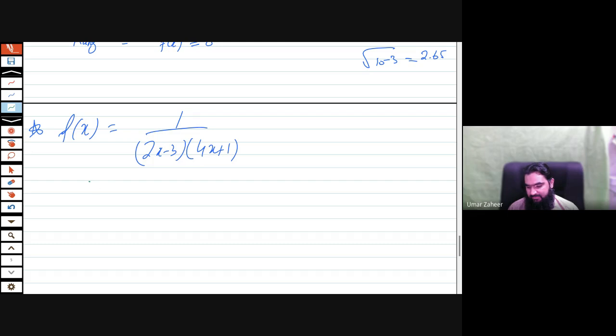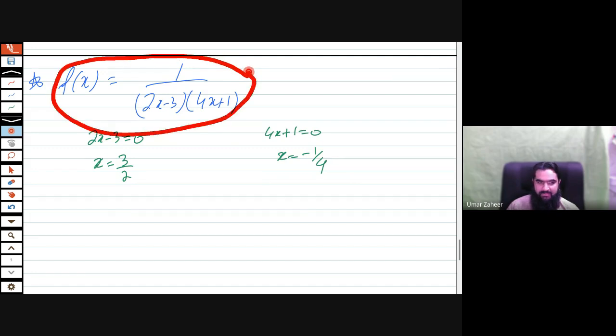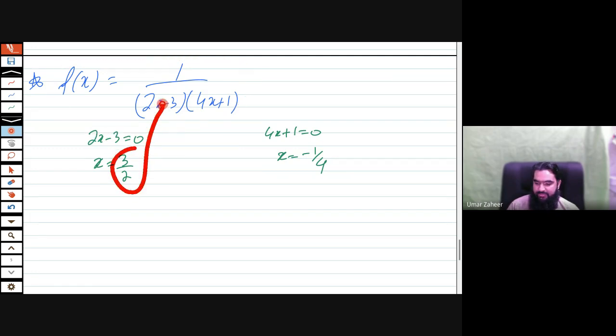So we'll take 2x minus 3 is equal to 0. From here we'll get x is equal to 3 by 2, and 4x plus 1 is equal to 0. From here we'll get that x is equal to minus 1 by 4. So these are the two values at which this function will become undefined, because if you substitute 3 by 2 here, this term will be 0, and 0 multiplied by anything is 0. So 1 divided by 0, that is undefined.